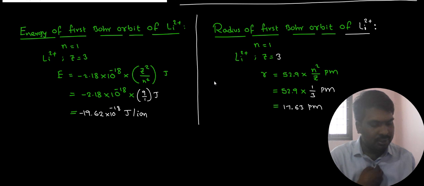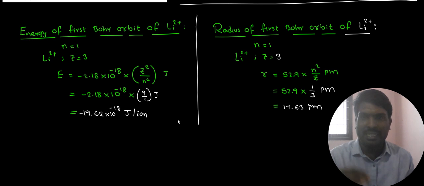Now radius, n equal to 1 for lithium 2 plus, Z equal to 3. So radius we can calculate like 52.9 into n square by Z picometer. So 52.9 into n value 1 square 1, Z 3. So 52.9 into 1 by 3, then 17.63 picometer. So this is the required solution for helium plus and lithium 2 plus, energy as well as radius.